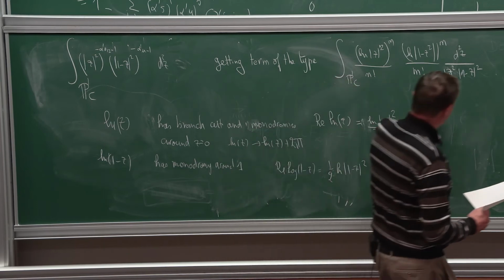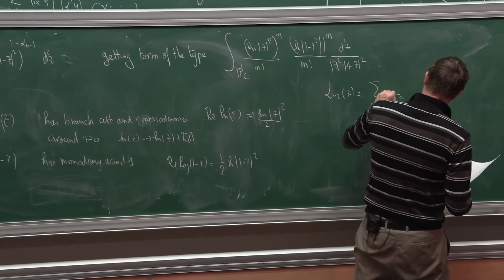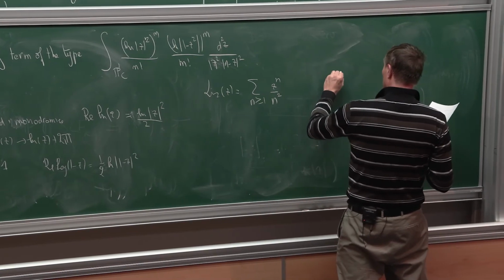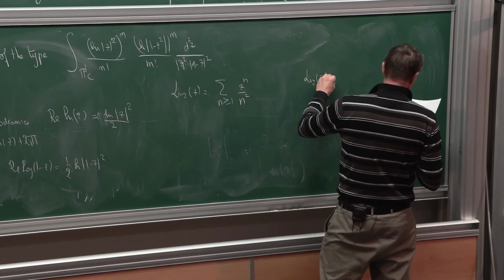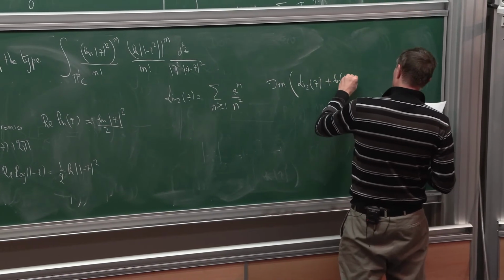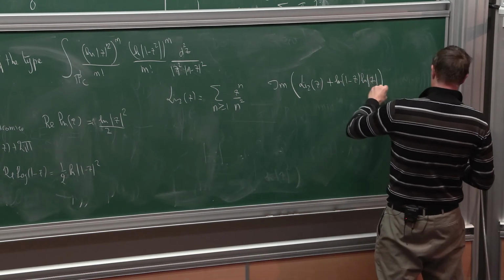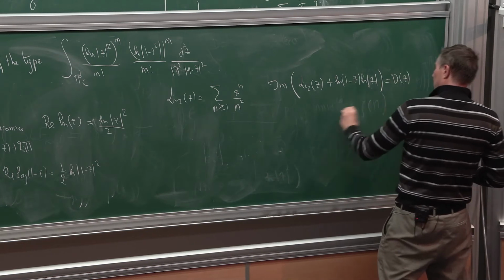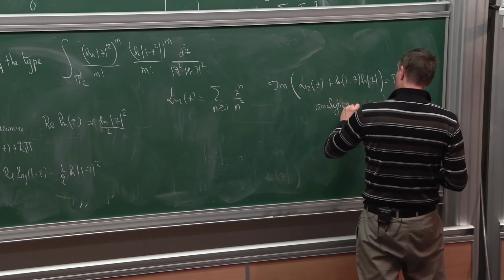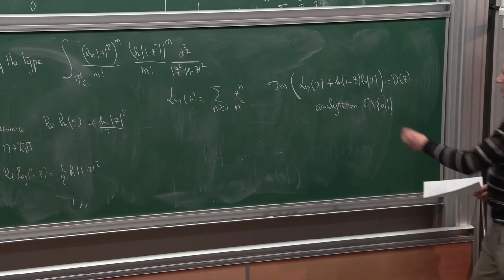So for example, if you take Li2 of z, which is the sum over n bigger than or equal to 1 of z to the n over n squared, it has monodromies. But if you take the imaginary part of Li2 of z and add arg(1 minus z) times log of the modulus of z, and you call that D of z, it is analytic on C except at the point 0. It has no monodromies. So this is the Bloch-Wigner function.